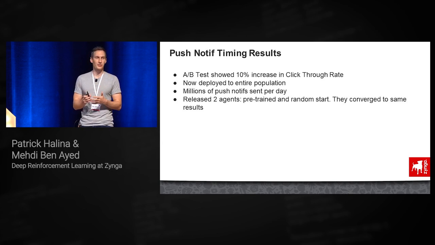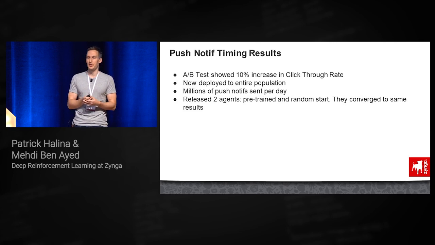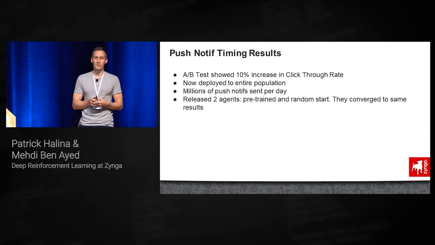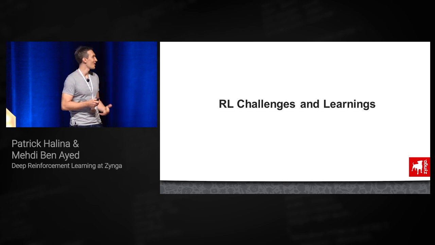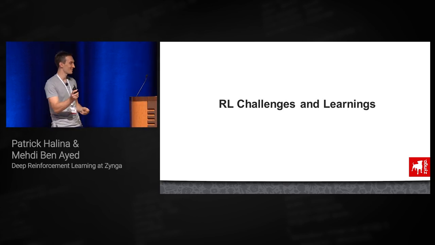So one of them was pre-trained, meaning we did what we could to expose it to some data and get it to have some type of notion of what looks good before it ever got that feedback loop. The other one we just launched with a completely random start, and they ended up converging to the same results. So productionalizing reinforcement learning does have its own challenges, and we learned a lot from this. So now Mehdi's going to speak to that.